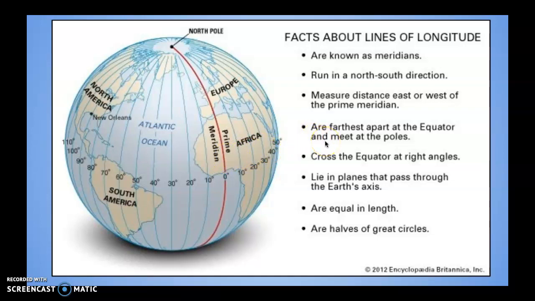They cross the equator at right angles. They are equal in length. Interesting, because that showed us about lines of latitude. Those were not equal in length. With the North Pole and the South Pole, those lines of latitude around those two were smaller than the equator.